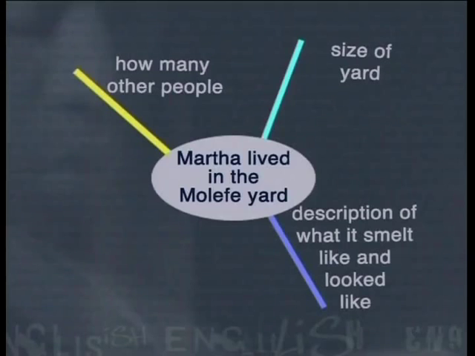The focus of this paragraph is the Molefe yard, where Martha lived. So, the topic sentence is the first one, which introduces the idea of the place where Martha lives. The rest of the paragraph describes the rooms, their size and number, and what the yard was like when it rained. In these 2 examples, the topic sentence comes right in the beginning, announcing what the paragraph is about. The rest of the paragraph supports and develops the main idea in the topic sentence.